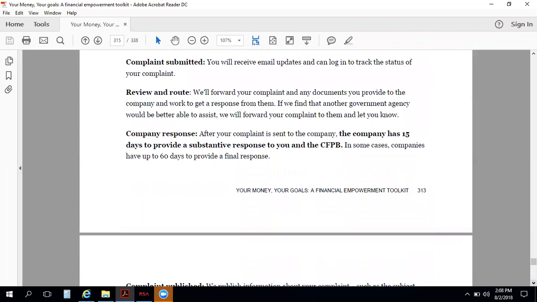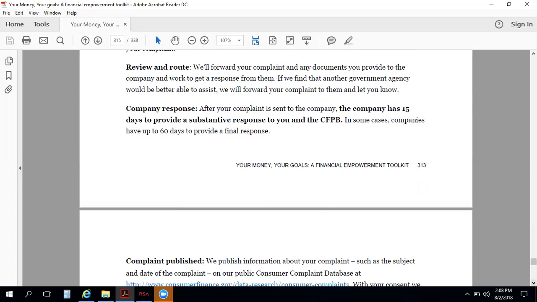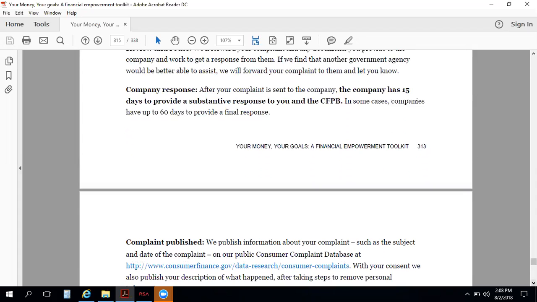It says if we find that another government agency would be better to assist, we will forward your complaint to them and let you know. Like for an example, maybe the Attorney General, if it's a big scam, or if there's multiple complaints against one company, maybe that would be something for the Attorney General to handle and not the CFPB. So they will route your complaint on if there's another agency that can handle it better or more expediently.